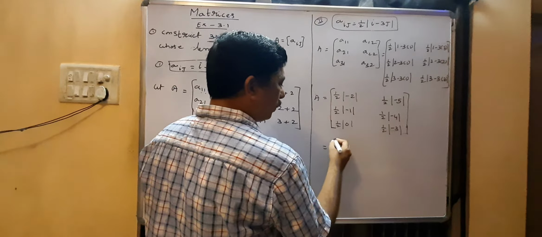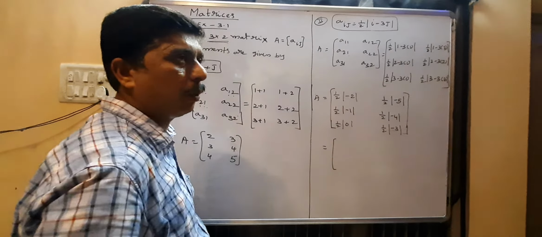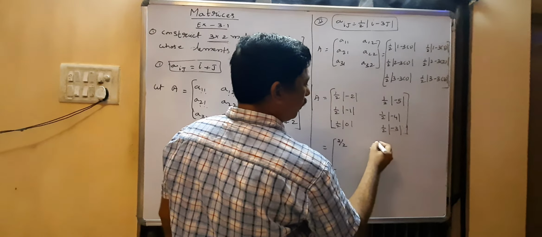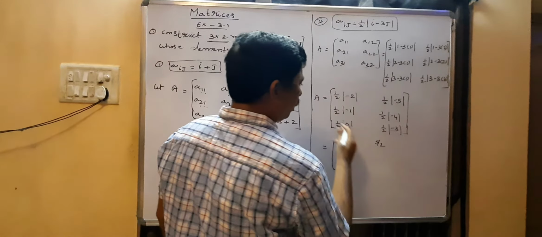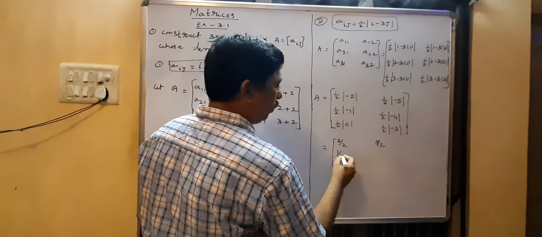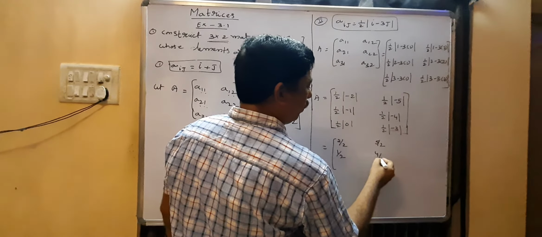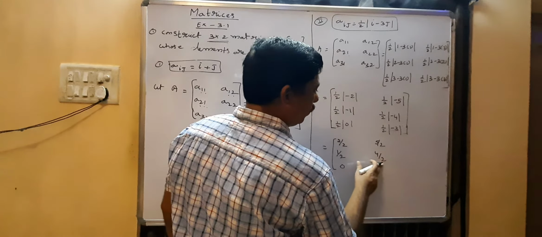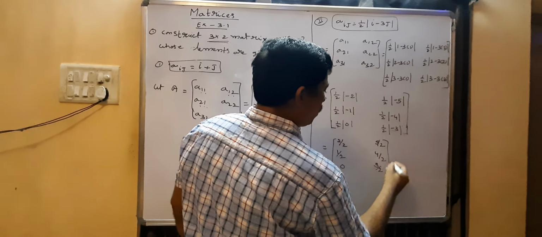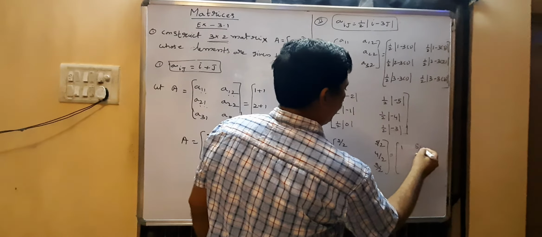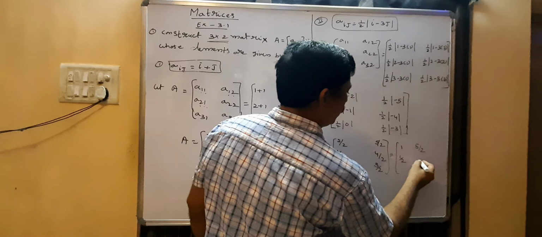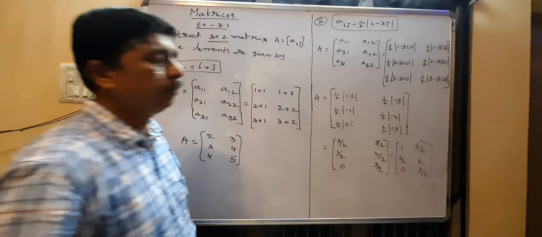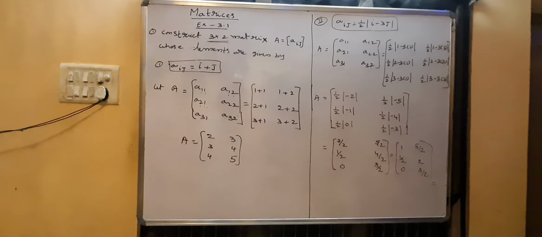Modulus of a negative value is a positive value. So modulus of minus 2 is 2, 2 by 2. Modulus of minus 5 is plus 5 by 2. Modulus of minus 1 is 1, 1 by 2. Modulus of minus 4 is 4 by 2. 0 by 2 is 0. Modulus of minus 3 is plus 3 by 2. So this is the matrix: 1, 5 by 2, 1 by 2, 4 by 2 means 2, 0, 3 by 2 is the answer. Copy that problem. You have to copy 2 problems.